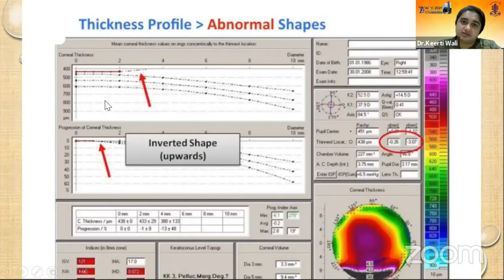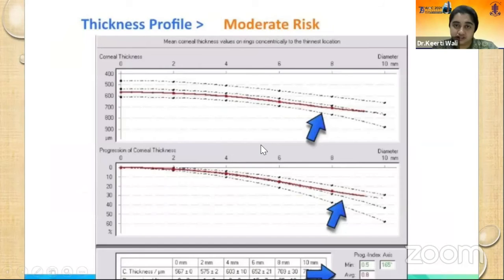Okay, this is another abnormal shape which is showing an inverted shape. This is inverted upwards, and the average is in minus. This kind of graph we see in pellucid marginal degeneration.